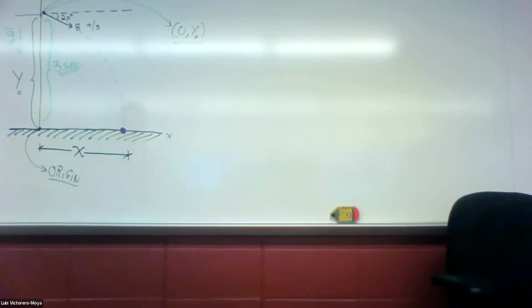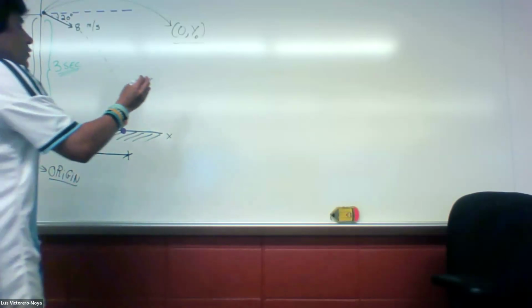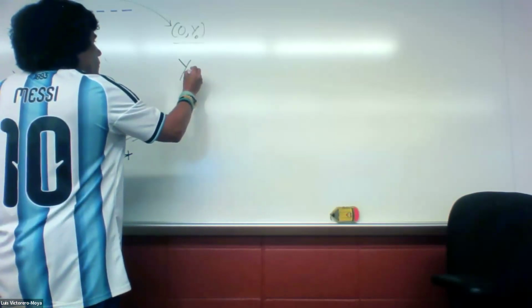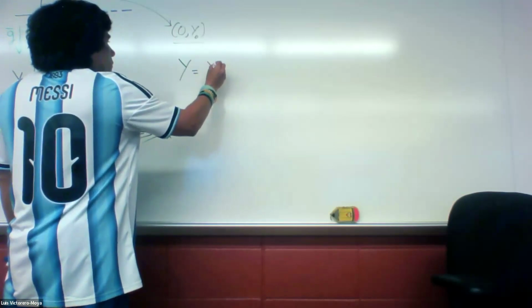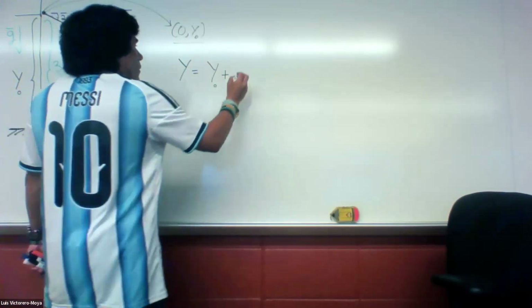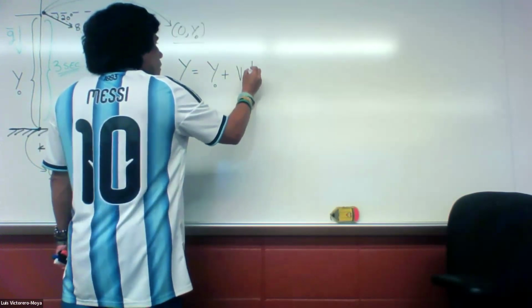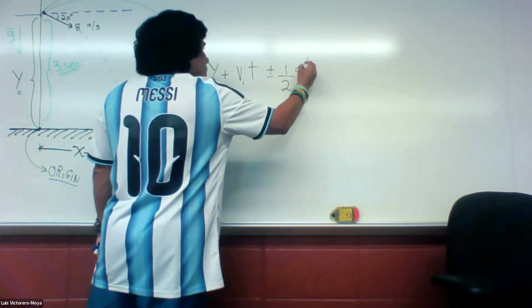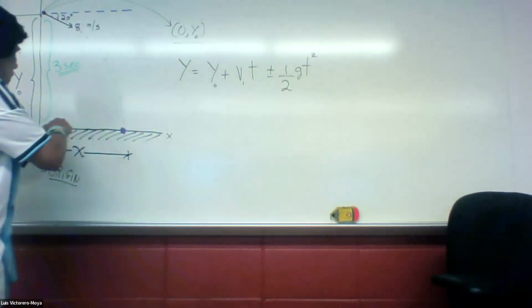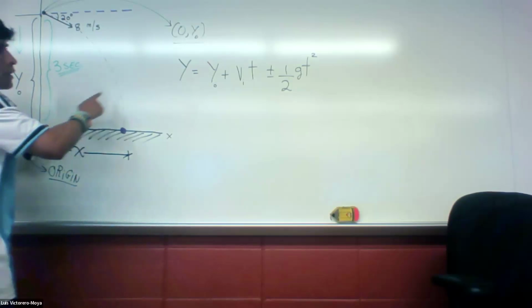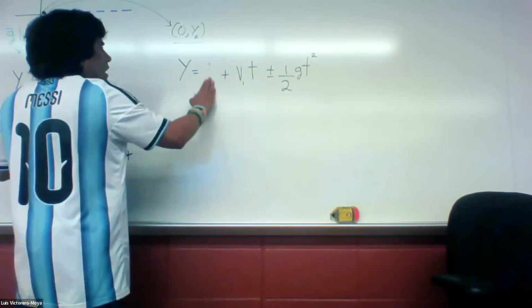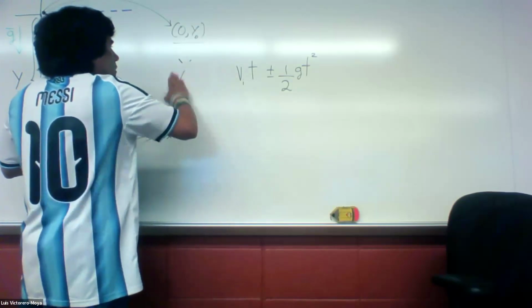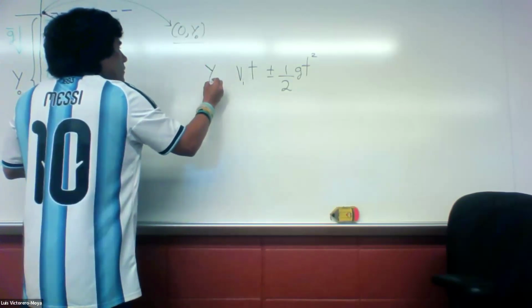So you have to find y naught. That's why I say that it's good that you're given the time, because you can use this equation. Now, because that's the origin, you are basically looking for y naught. So you could just reduce the equation to this.